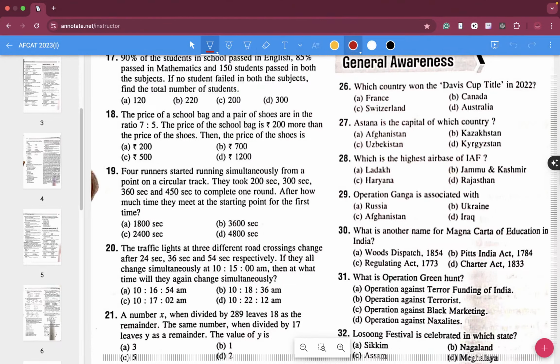Davis Cup is a very famous tennis tournament. In 2022 it was won by Canada, right? So you should know in contemporary times also which countries have won this particular cup. Astana is the capital of Kazakhstan. You should know the capitals of all these countries as well.